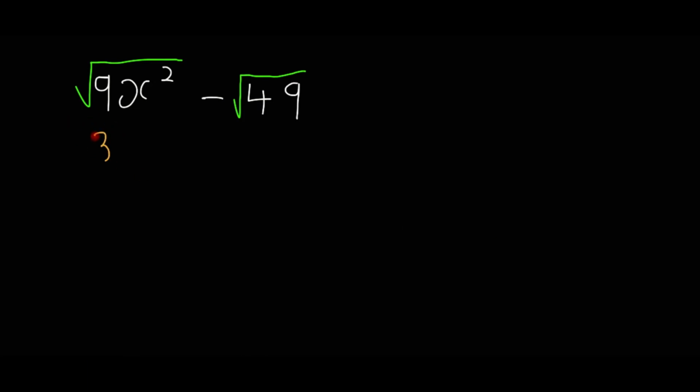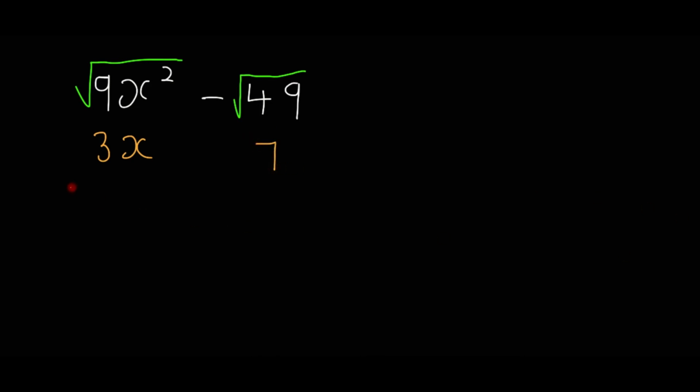What about this one? 9x squared minus 49. Even this one you can see that it is a difference of two squares, because you can see we have two terms that are separated by minus, and then if you check this one you can see that it is a perfect square, even this one, because the square root of 9 is 3, and then x squared is x, and then the square root of 49 is 7.